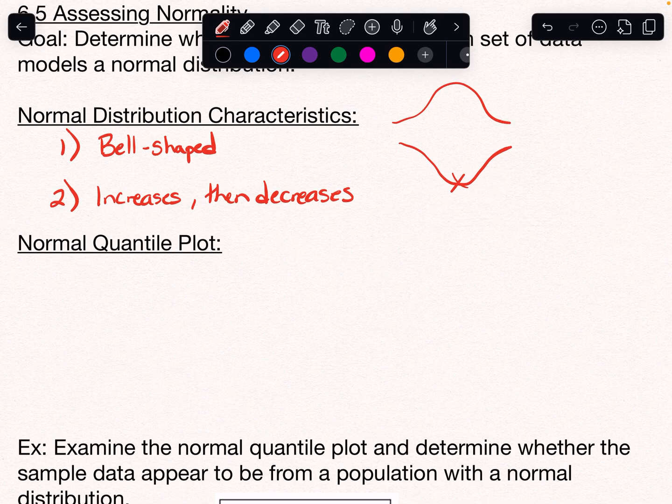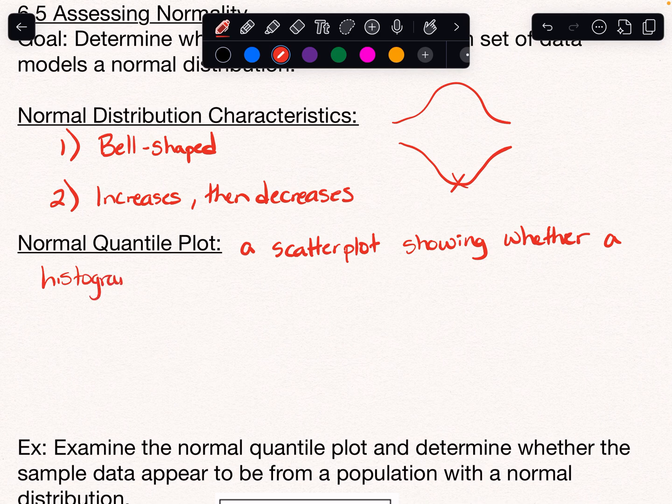A normal quantile plot is basically like a scatter plot that shows whether a graph is normally distributed. Okay, so this is a scatter plot showing whether a histogram is normally distributed.